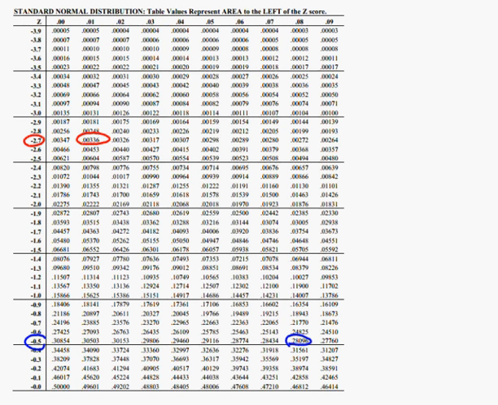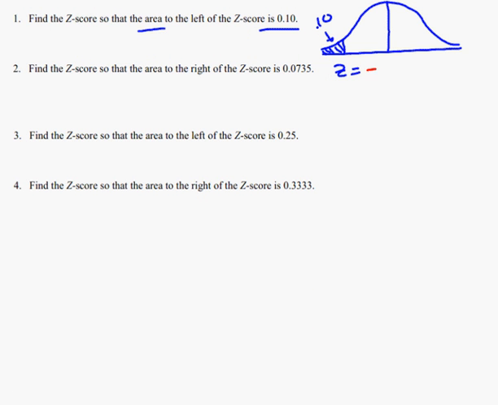Let's see where it is. Here's some, look in the negative 1.3s over there. Here's a good one. Right here, I think that's probably the closest number. 0.1003 when rounded correctly. That would correspond to a z-score of negative 1.28. Okay. So this turns out to be negative 1.28 is the correct z-score.